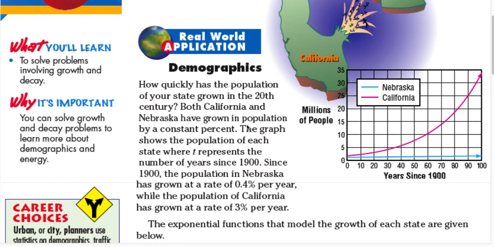How quickly has the population of your state grown in the 20th century? Both California and Nebraska have grown in population by a constant percent. The graph shows the population in each state, where t represents the number of years since 1900. Since 1900, the population in Nebraska has grown at the rate of 0.4% per year, while the population in California has grown at the rate of 3% per year.